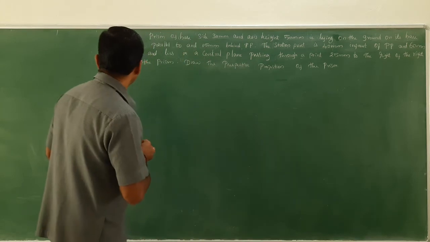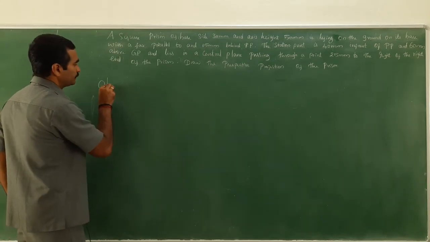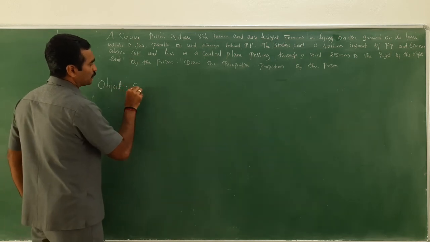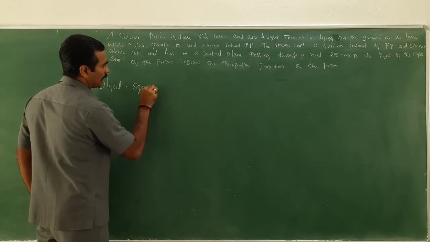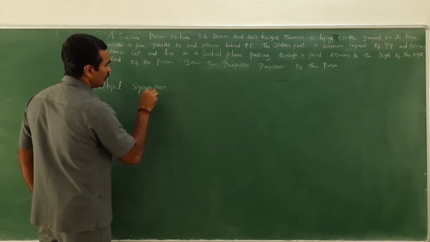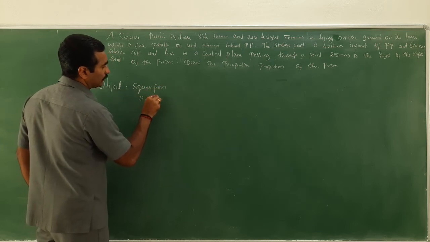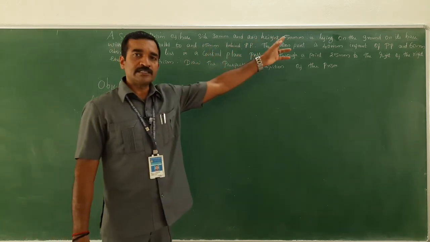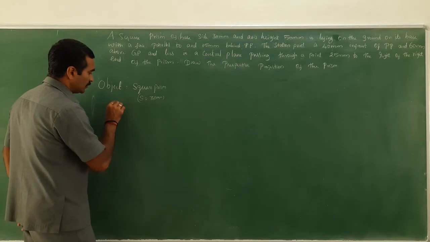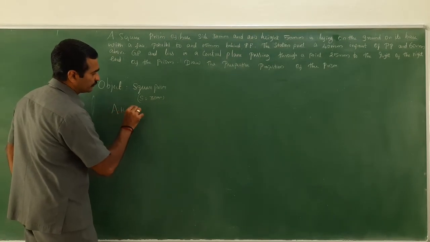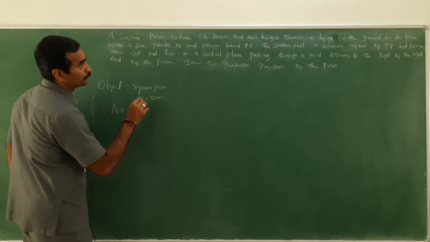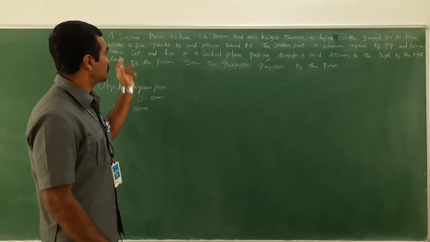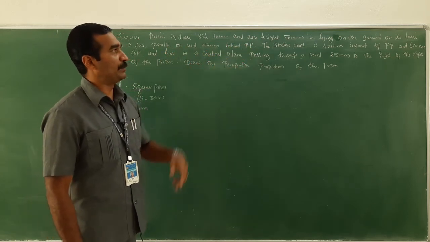Right. Here the object, what is the object here? The object is a square prism of side 30 mm. Axis height is 50 mm, lying on the ground on its base, which is parallel to 15 mm behind PP.